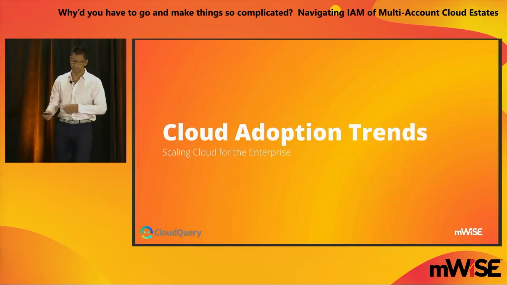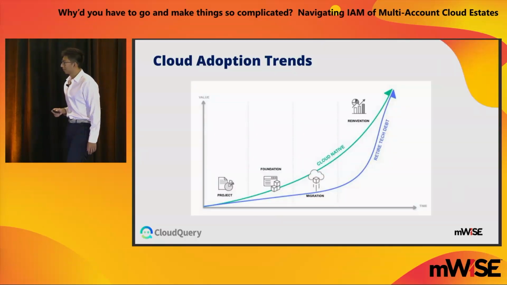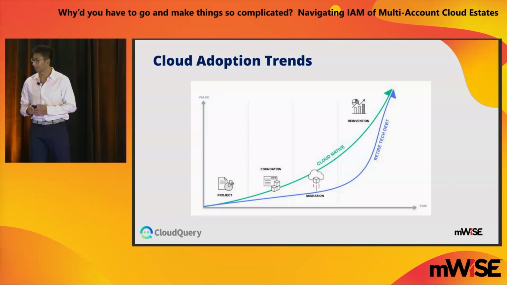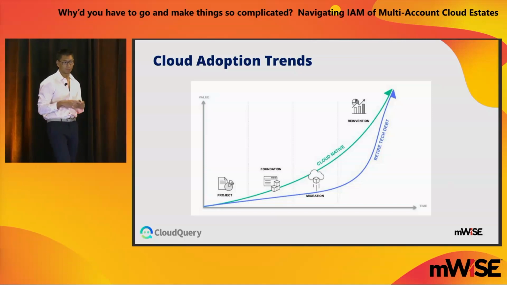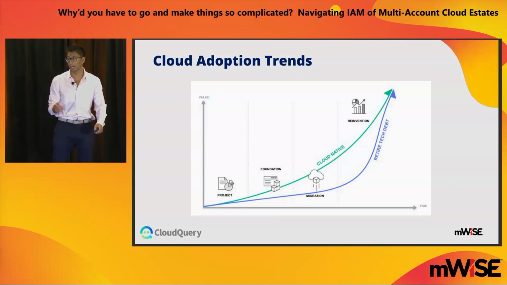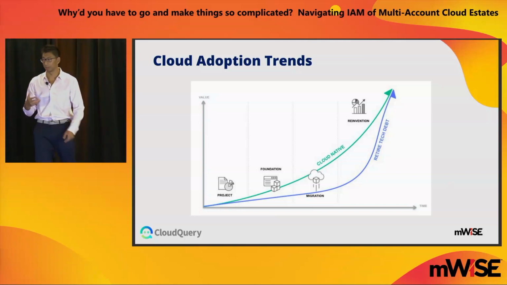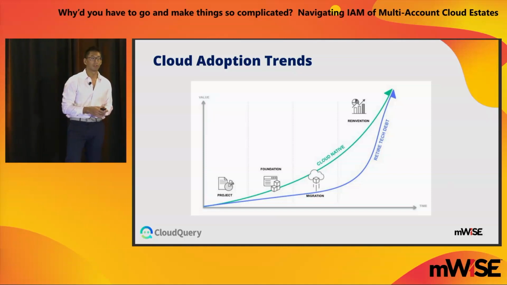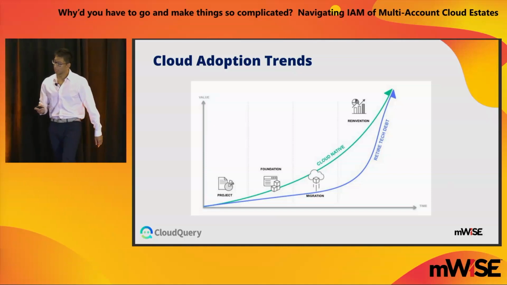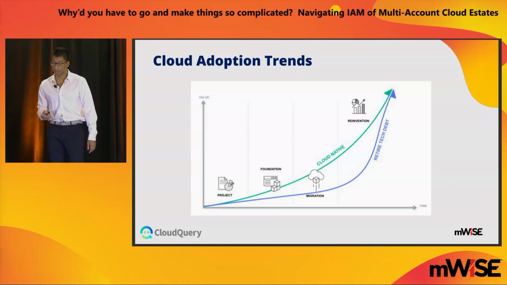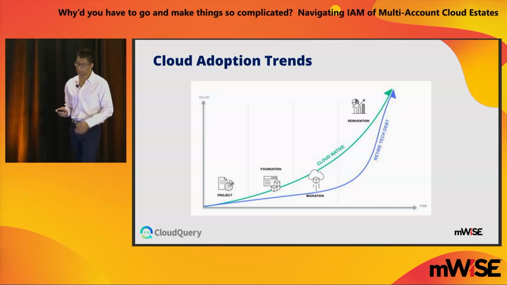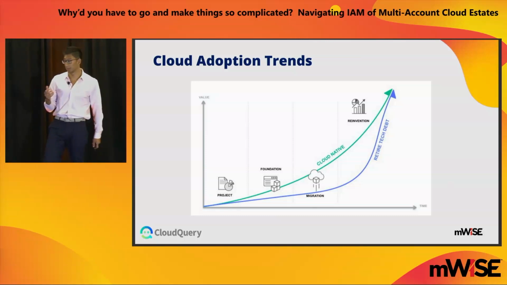So let's talk about cloud adoption trends and how we scale cloud for the enterprise. This chart is from AWS, so it may be a little bit biased about cloud adoption, but what we have here is when we first think about a project and bring it to the cloud, we think about building what we call a cloud foundation. Then there's migration, reinvention, where more cloud-native services, such as Azure Cosmos, for example, AWS SageMaker for data scientists, Google BigQuery, right? All these require a foundational platform in cloud.